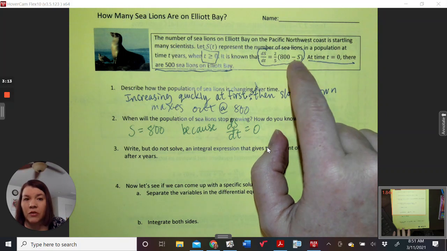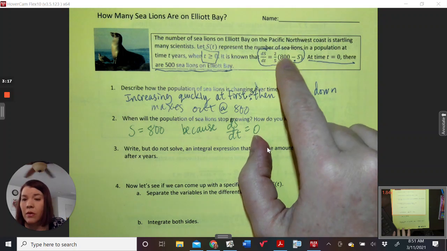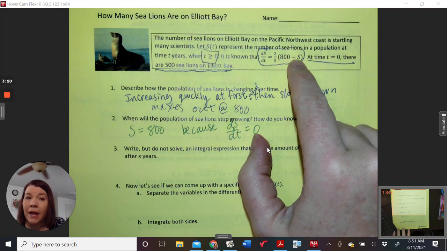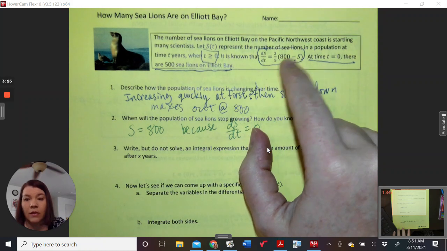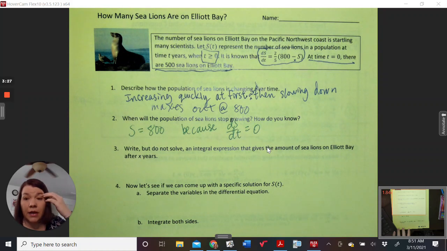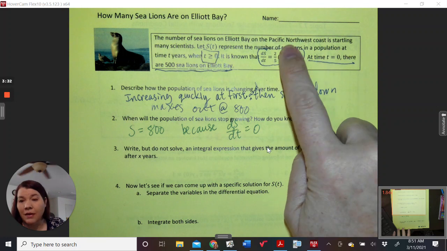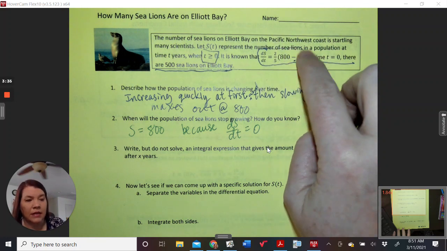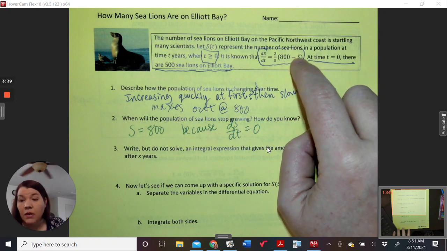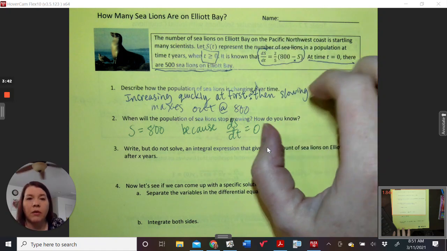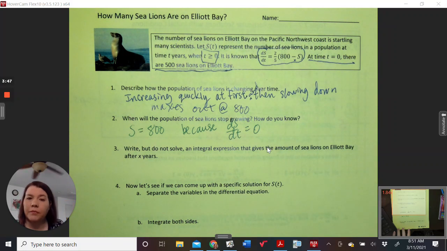When we start, we've got 500 here, 500 minus 800, so 300 here. And so it's growing really quickly at the beginning. But as s gets larger, this quantity gets smaller, and so it slows down. So it starts out really quickly, and then eventually, as s gets larger, this gets smaller and smaller, closer and closer to 0. And so that's what's going on there.